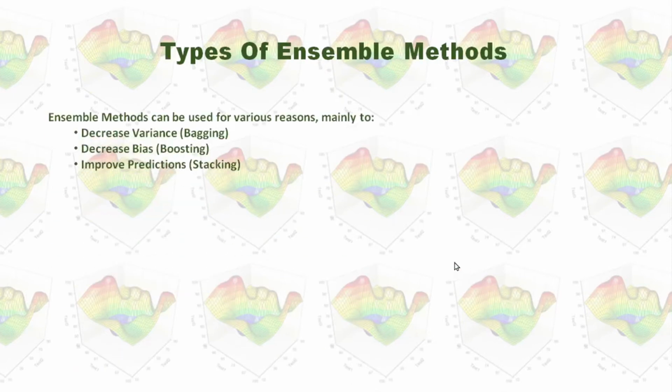There are three types of ensemble method. In order to decrease variance, we use bagging. In order to decrease bias, we use boosting. And in order to improve predictions, we use stacking.